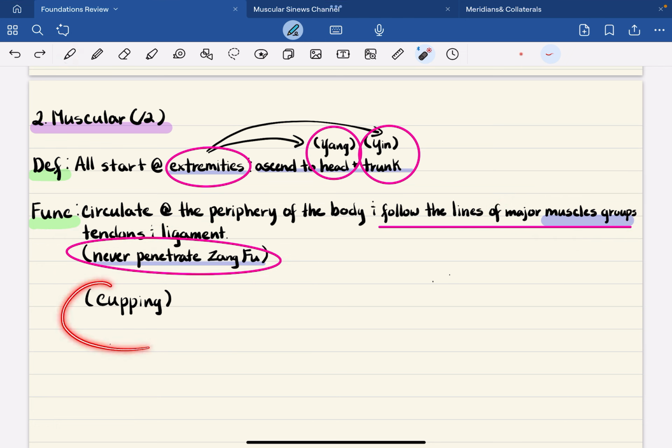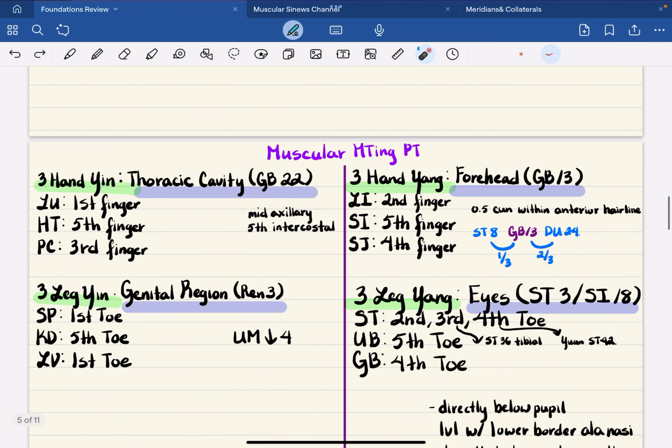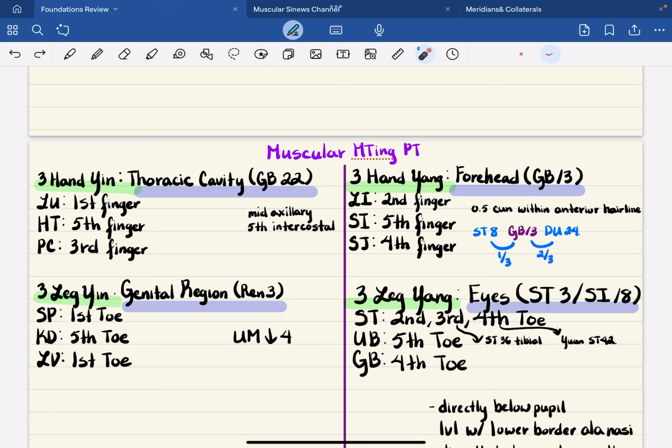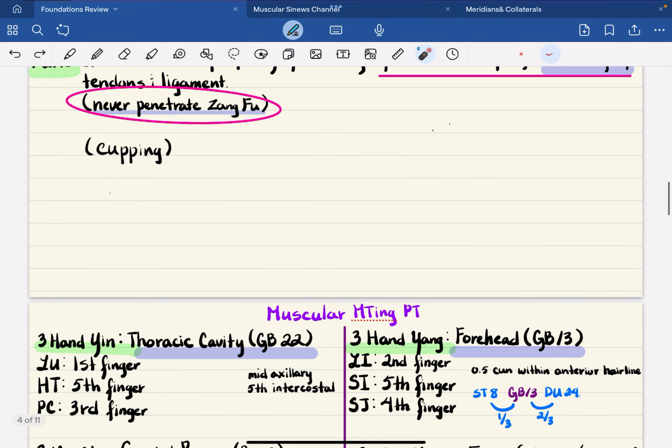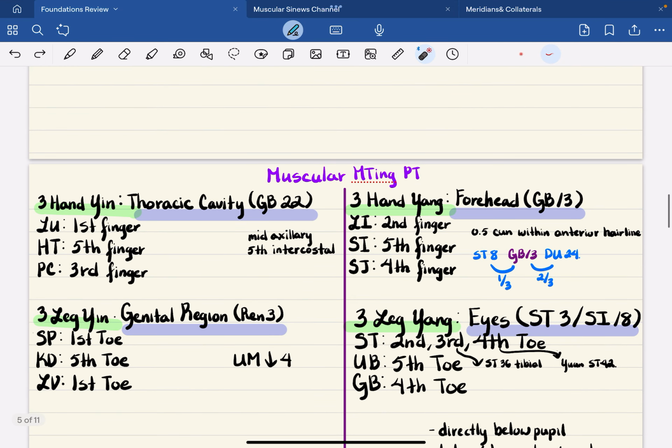I put cupping as a modality that can signal for muscular channels, okay? Because it's creating space between the muscles and the skin, so that blood can go through to have it heal, or have heat released through the skin. That's what cupping is, right? It helps with the circulation, but still at a very superficial level.